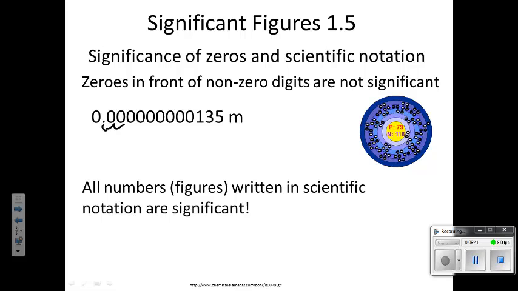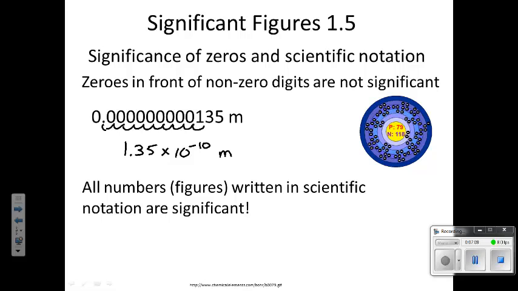So one way to show this, or get rid of the zeros, is to write it in scientific notation. So we move the decimal place to the right 10 spaces, and so I can write this number in scientific notation. And since I moved it 10 places to the right, my exponent is going to be minus 10. And we'll keep the meters in there.